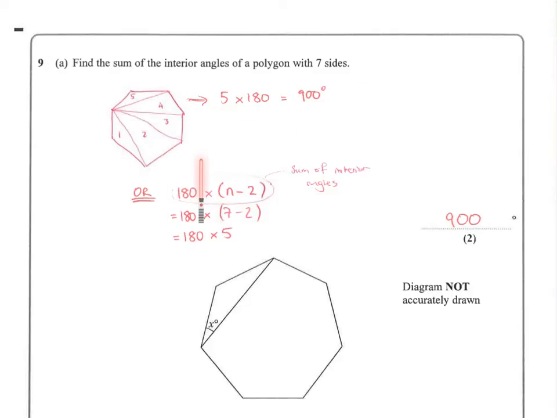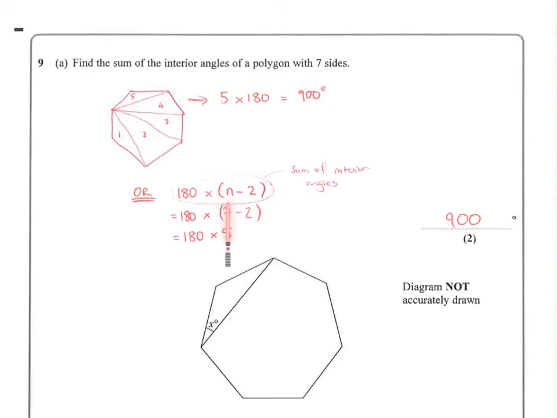There are two ways you can calculate the sum of the interior angles of a polygon with 7 sides. First way, we could just draw a 7-sided polygon, and from one of the corners, cut it up into triangles. So from that one corner, go to every other corner. There I've got 5 triangles. I know there are 180 degrees in each triangle. 5 times 180 is 900 degrees.